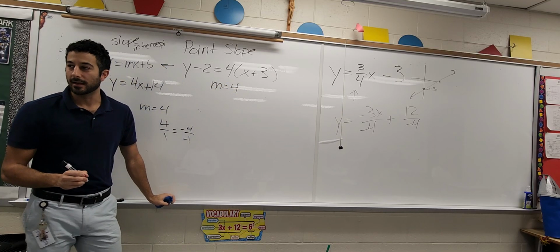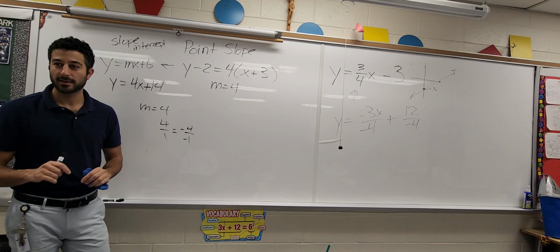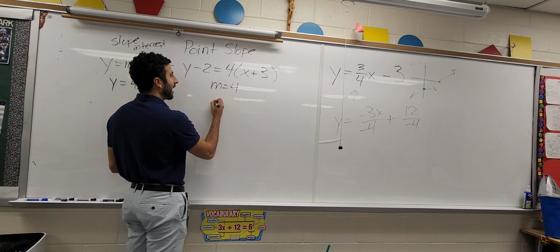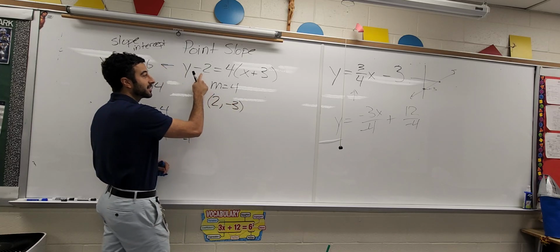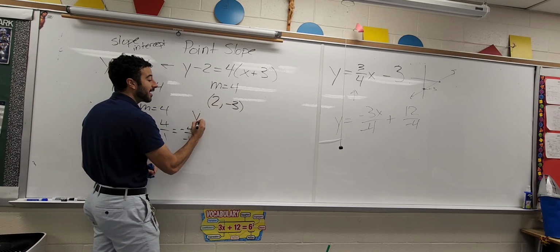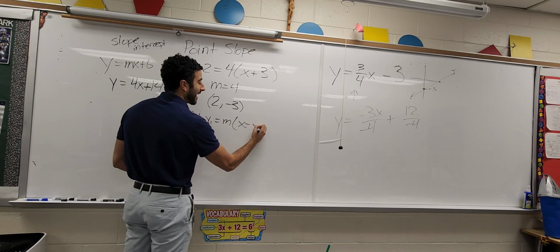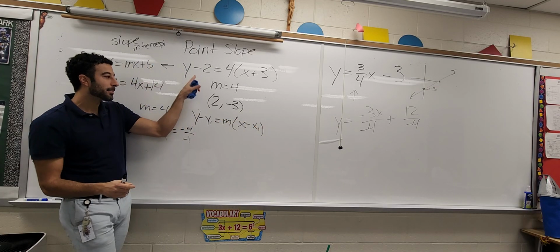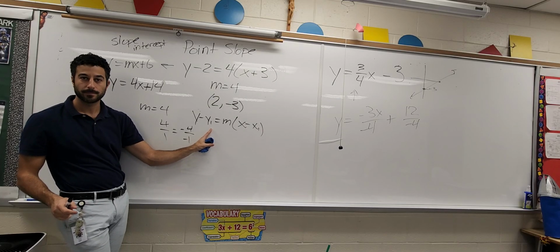And what's my point then? Well, it has to be an ordered pair, so an x comma y sort of thing. Go ahead and say 2 comma negative 3. Because the format of this equation is y minus y1 equals m times x minus x1, which means you take the opposite of these signs here and here, based off the formula, based off the equation.